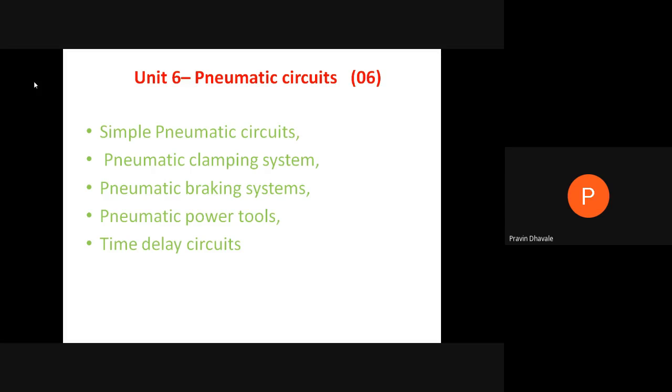Then we saw some circuits used for moving a single acting cylinder. That means we have studied the pneumatic circuit for a single acting cylinder. Then we saw the pneumatic circuit for a double acting cylinder.